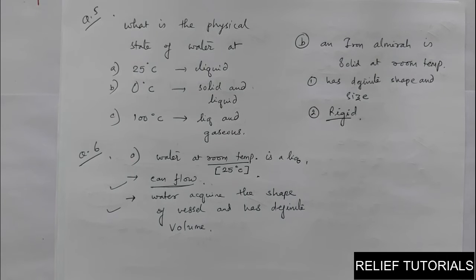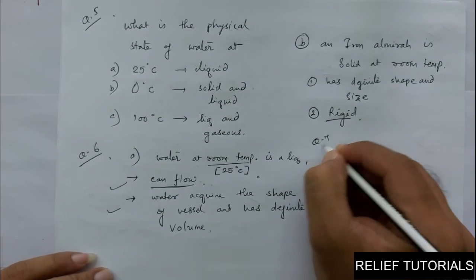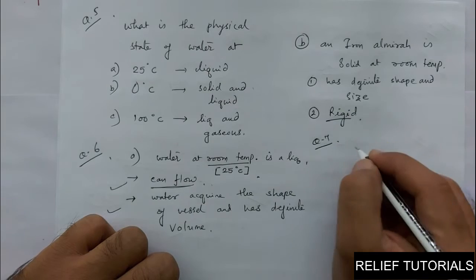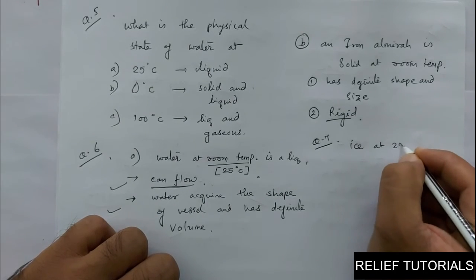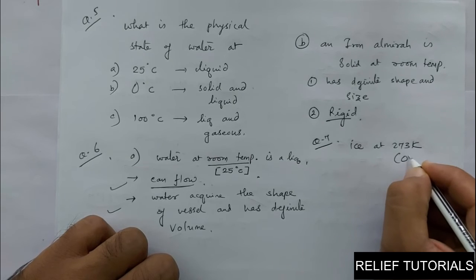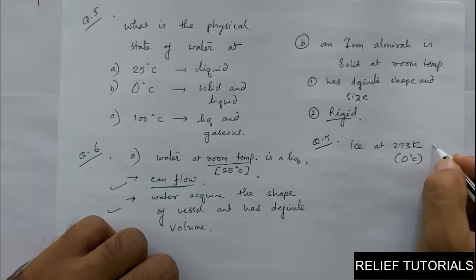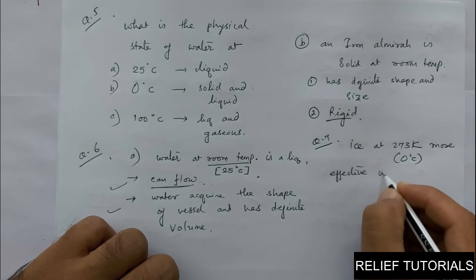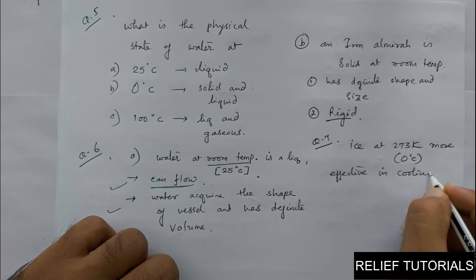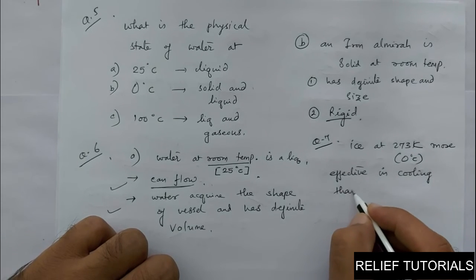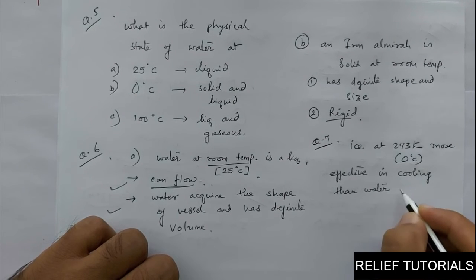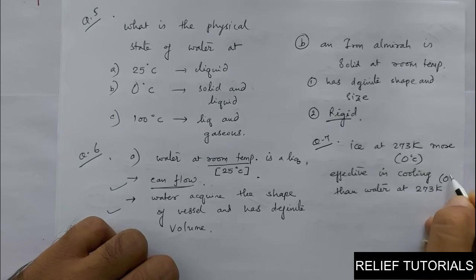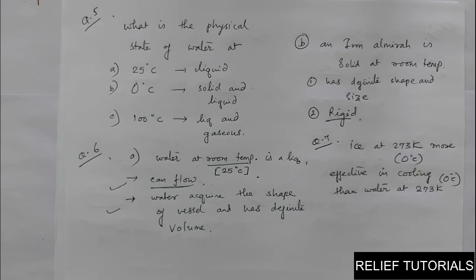Next question. Question number 7. Why is ice at 273 Kelvin more effective in cooling than water at the same temperature? We know that 273 Kelvin means 0 degree Celsius, so it is water at 0 degree Celsius. We know that at 0 degree Celsius, solid and liquid both states are available.